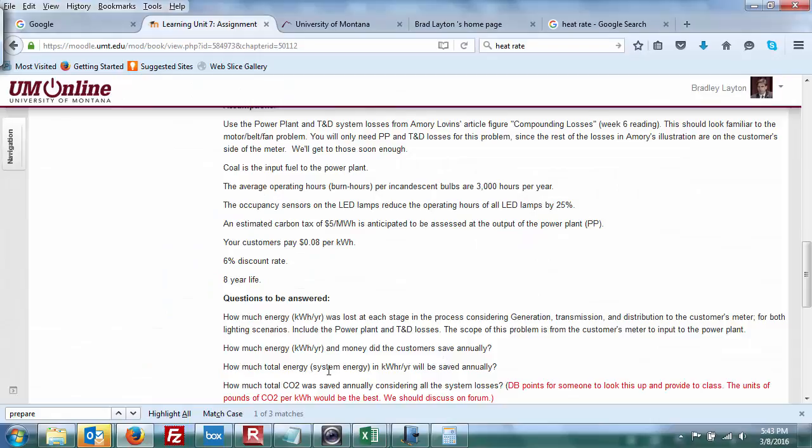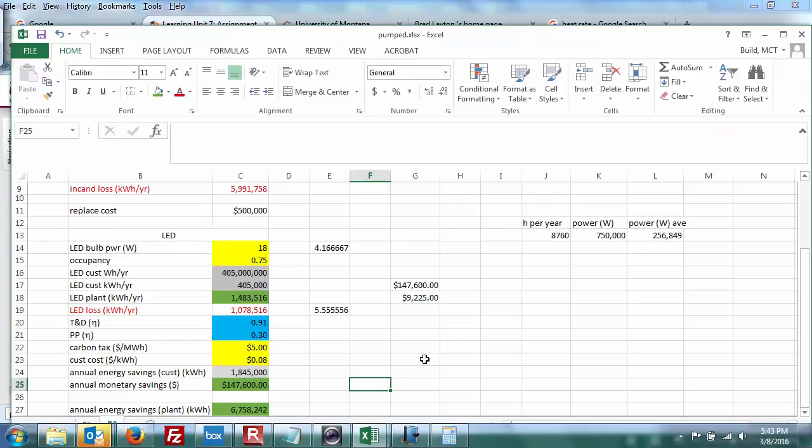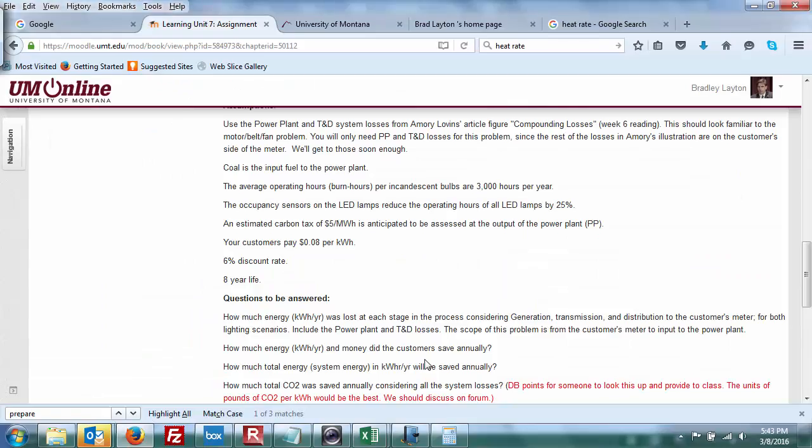How much total system energy, kilowatt hours per year? I'm coming up with 6,758,000. How much CO2 was saved by considering the system losses? Discussion board members look up and provide to class. Units of pounds of CO2 would be best. We should discuss this on the forum.